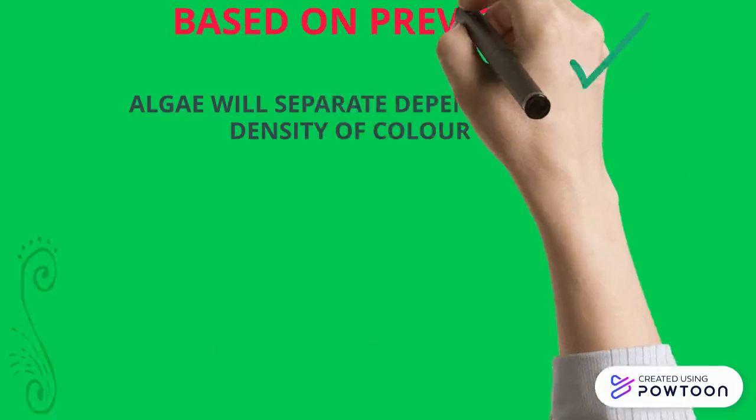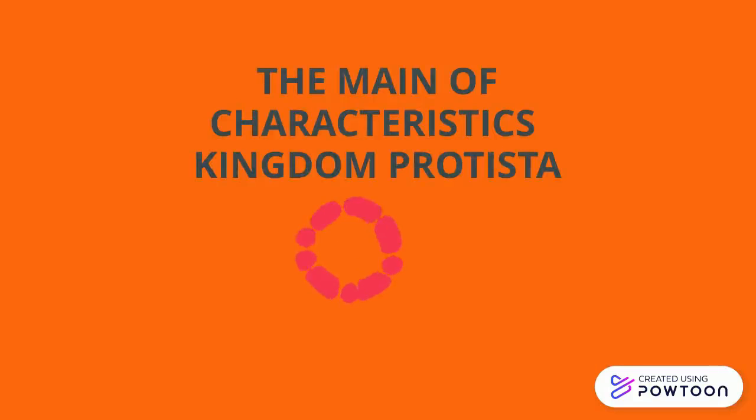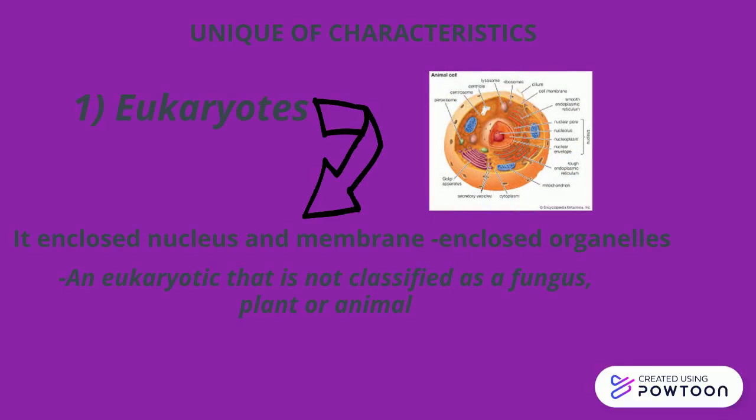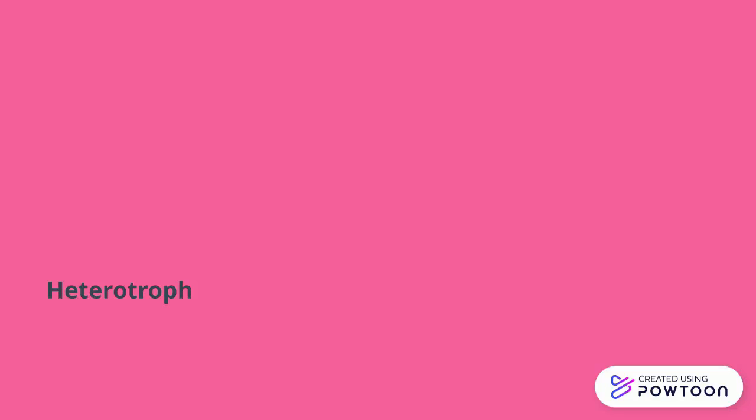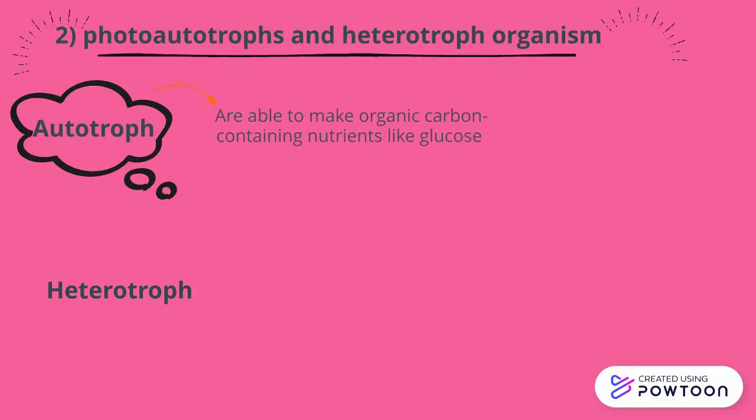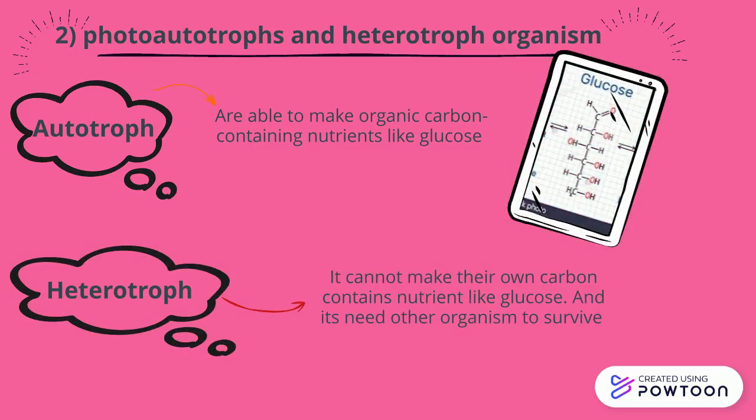This slide is about the revision of what I have said before. For the first one, a unit characteristic of eukaryotes is that they have an enclosed nucleus and membrane-enclosed organelles. This slide is about autotroph and heterotroph organisms. Autotroph organisms can make their own food, while heterotroph organisms need other organisms to survive.